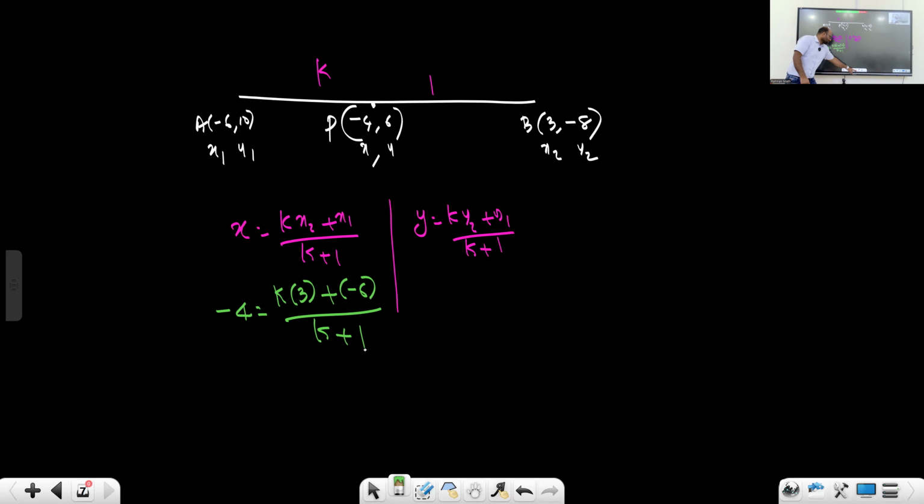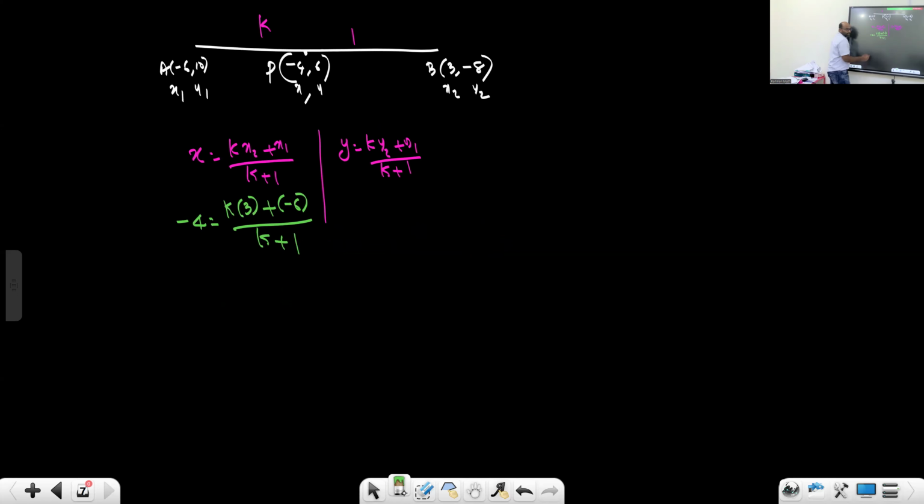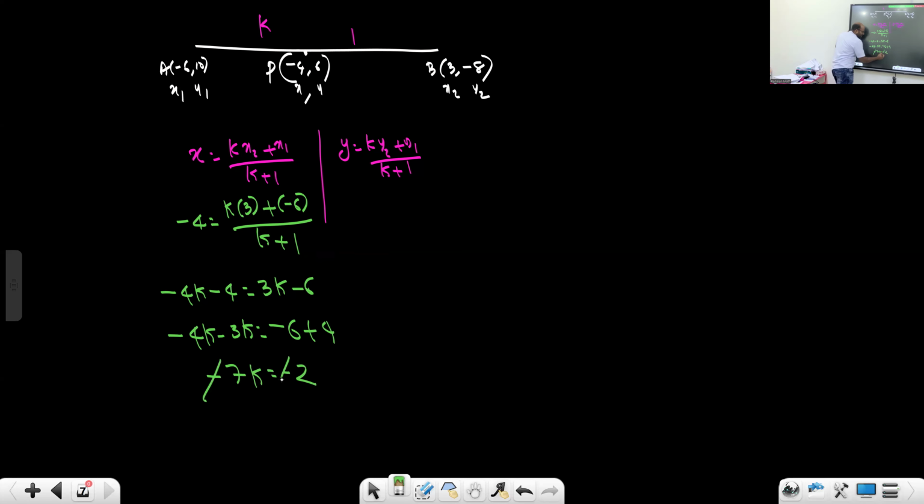Now cross multiplication. K plus 1, you take this side. -4 into (k plus 1) gives -4k minus 4. Right side is 3k minus 6. Now keep all the k values together: -4k minus 3k equals -6 plus 4. -7k equals -2. So k equals 2 by 7. Your ratio is 2:7.